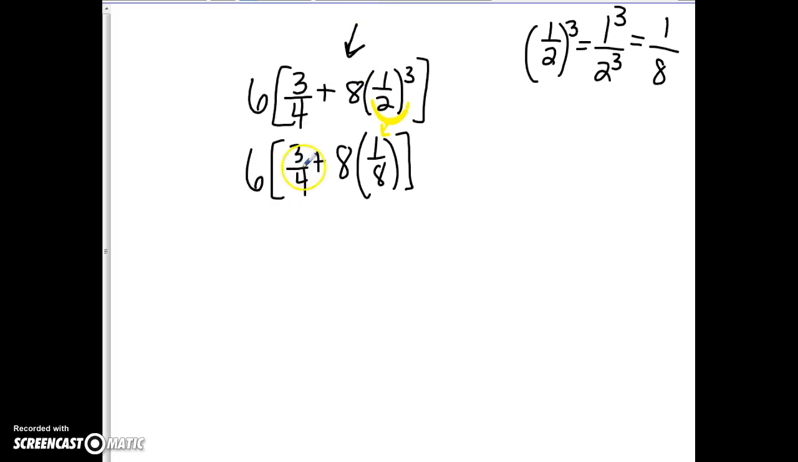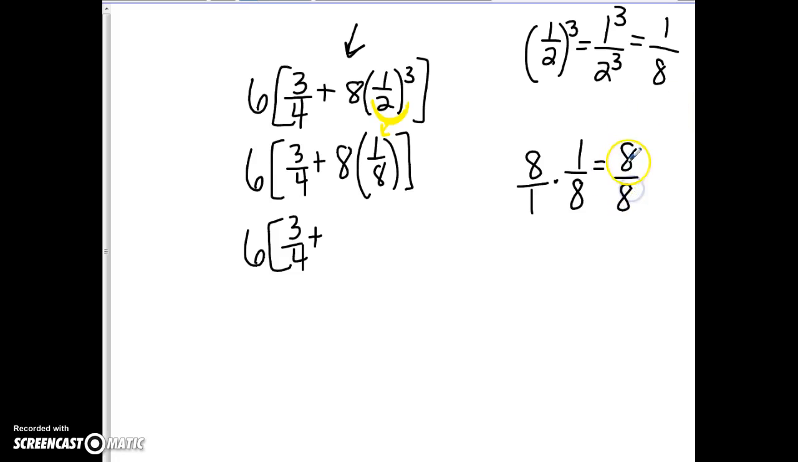Alright, then let me go to my next step. So I'm still working in the brackets. Next is going to be multiplication, 8 times 1/8. Now when you multiply fractions, think of it as 8 over 1 times 1 over 8. You can just multiply straight across, top and bottom, 8 over 8, which equals 1. So that's easy, that's just 1.